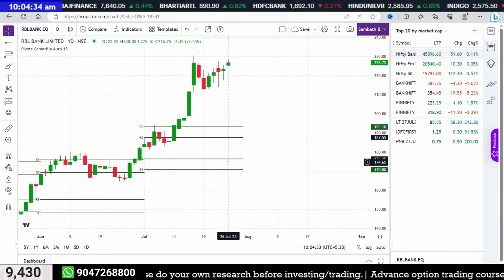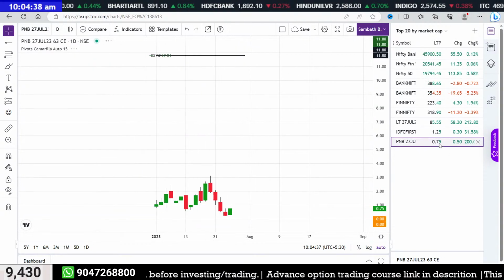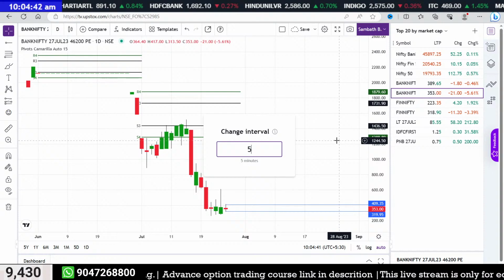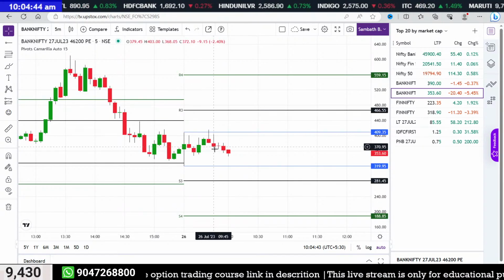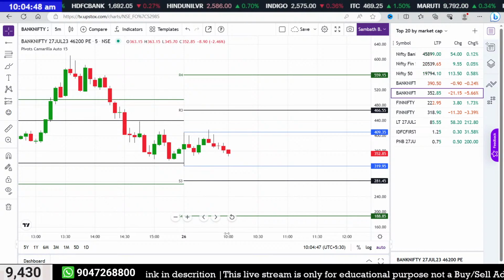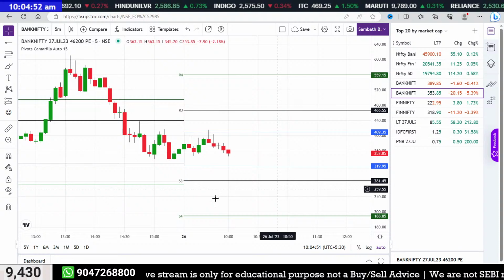Okay, L&T again 85. IDFC 20 paisa, and PNB at the same price. And the Bank Nifty which you have seen was not moving well. On a 5 minute time frame, it is at the same price, and 319 is our stop. Maybe these are all the opportunities which we found in today's scenario.